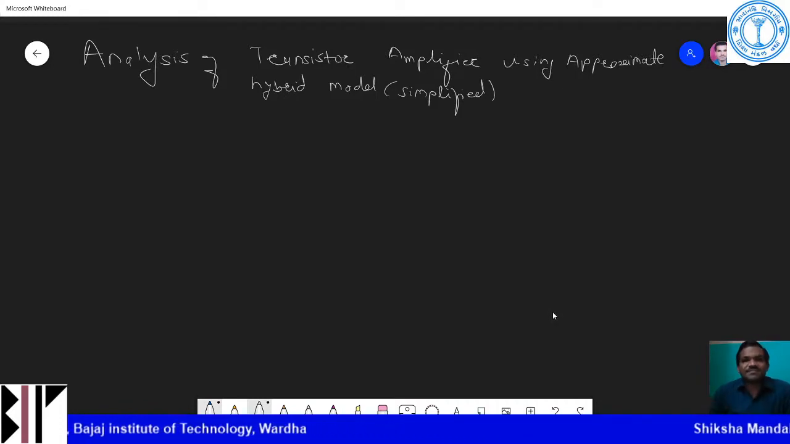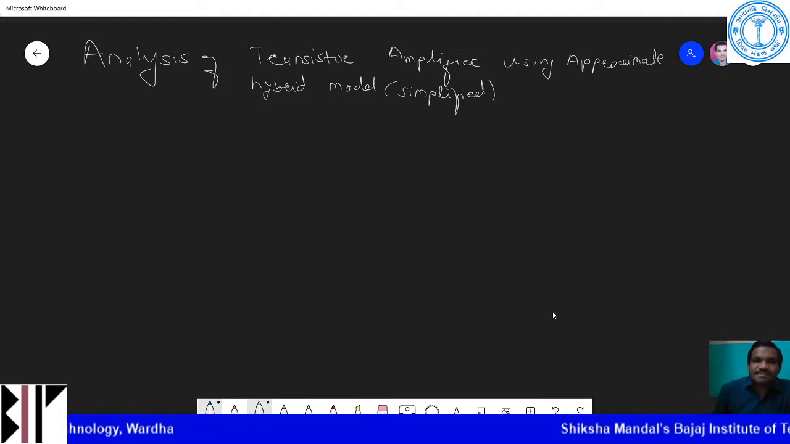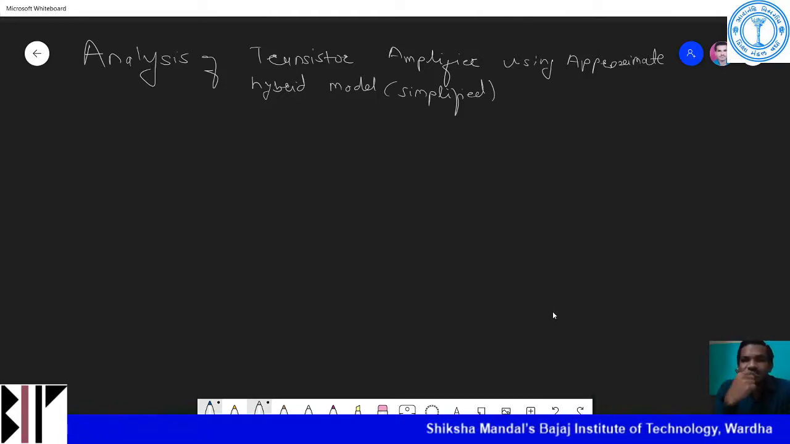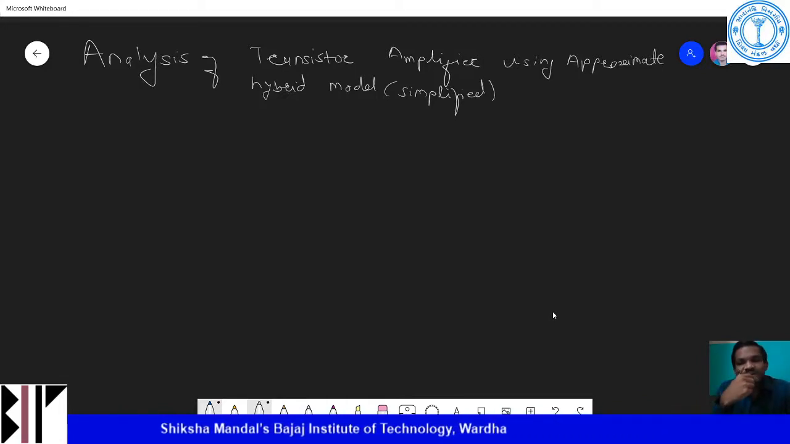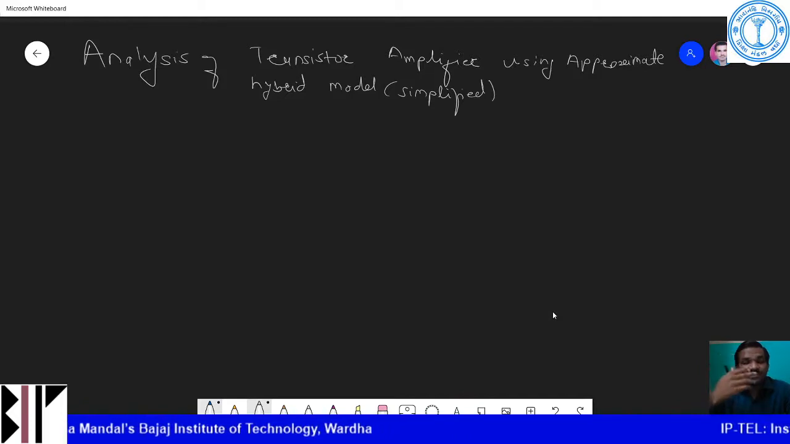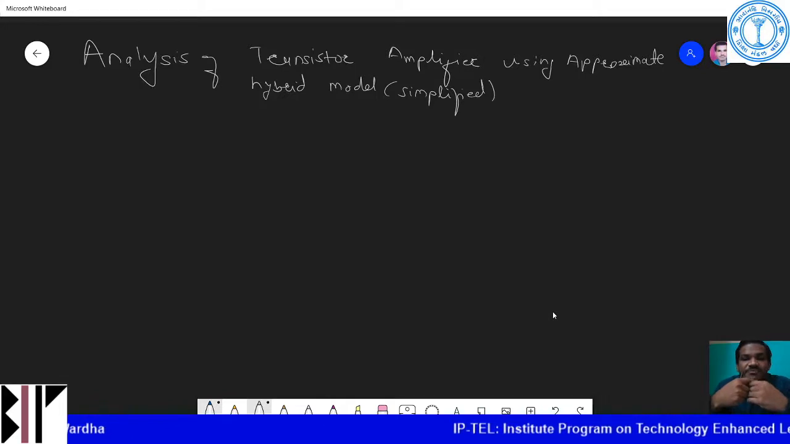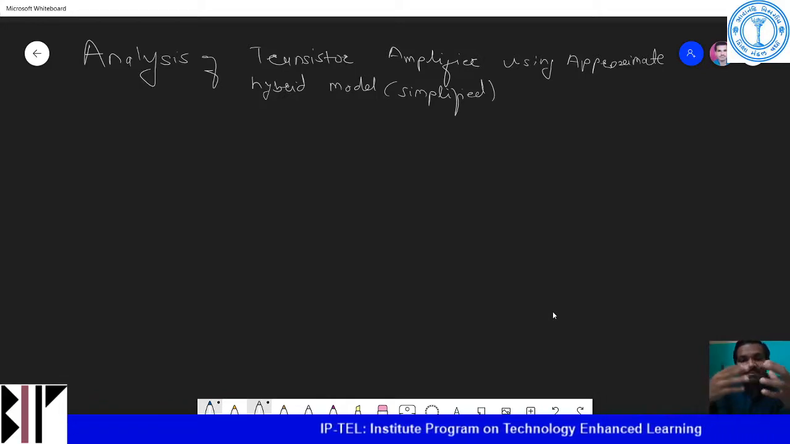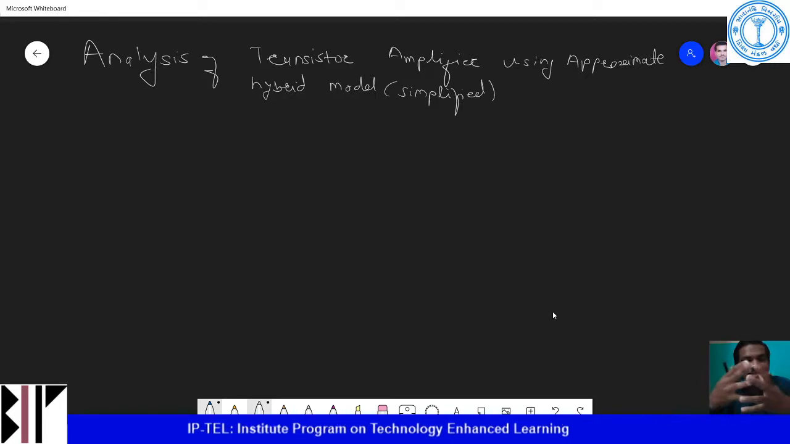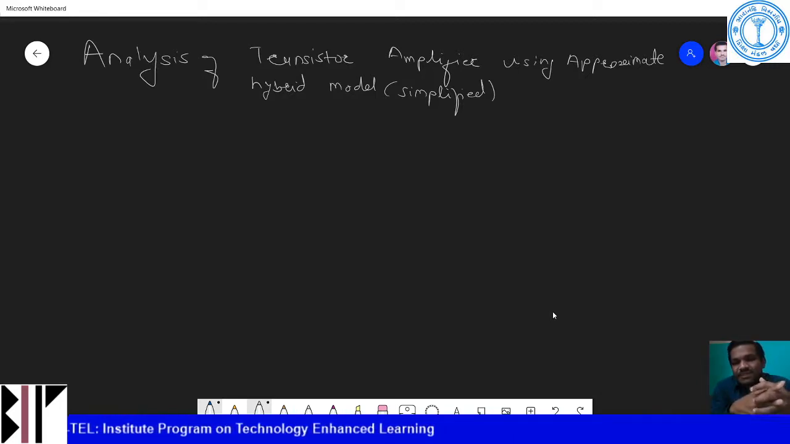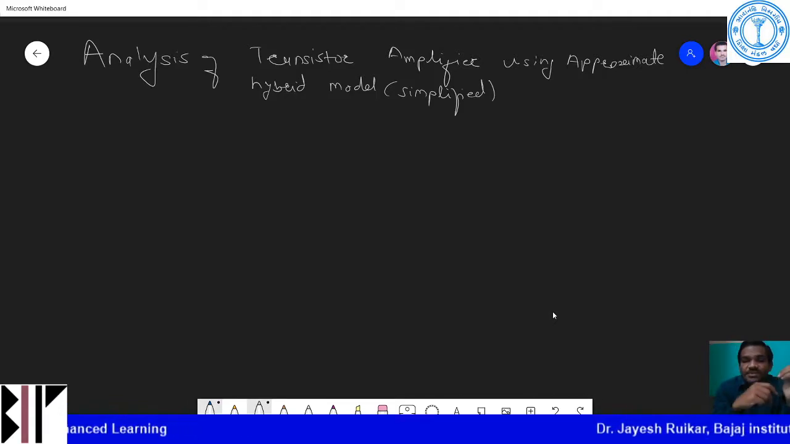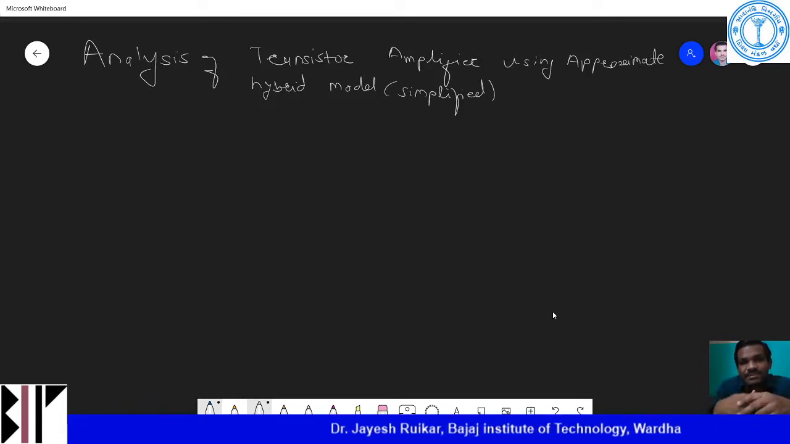Today we will see analysis of transistor amplifier using your simplified hybrid model, or you can say your approximate model. In the earlier class, we have seen exact calculations of your current gain, voltage gain, input impedance, output impedance of the transistor amplifier circuit. In most cases, we need approximate values of current gain, voltage gain, input impedance, and output impedance or admittance, rather than these exact solutions. So in this particular class, we will see the analysis of transistor amplifier using the approximate hybrid model.